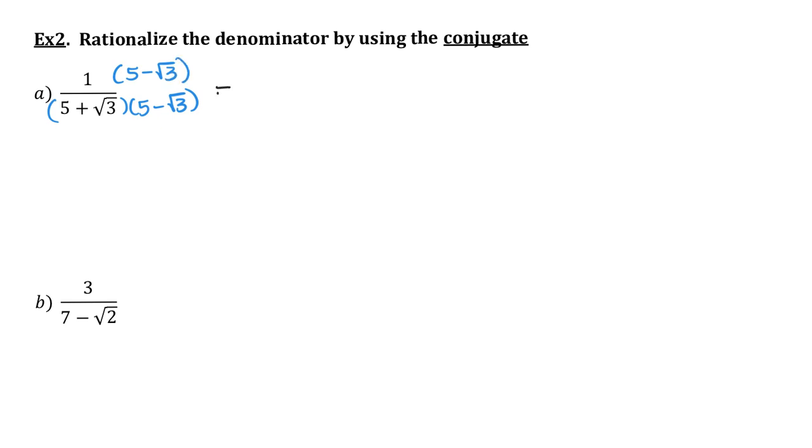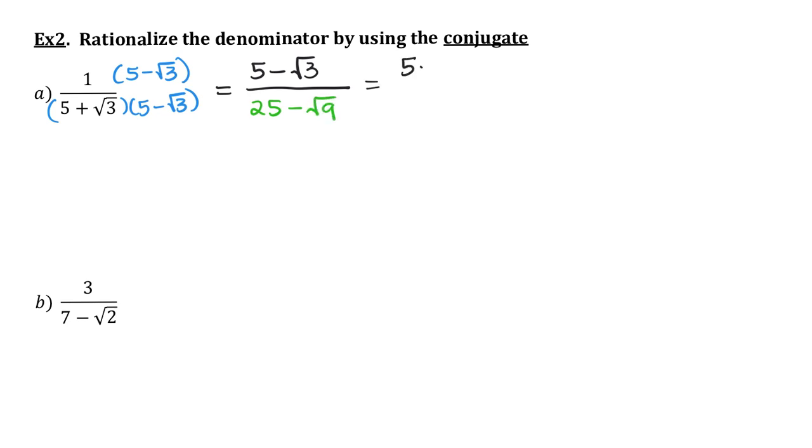Okay, now if I distribute, 1 times 5 I get 5, minus 1 times square root 3 is just square root 3. So I'm okay with that. Now on the bottom, I'm going to distribute this out. 5 times 5 is 25. I have minus 5 root 3 plus 5 root 3, so they're going to cancel out. And I have plus root 3 times minus root 3. So I'm going to have minus root 3 times root 3 is root 9.